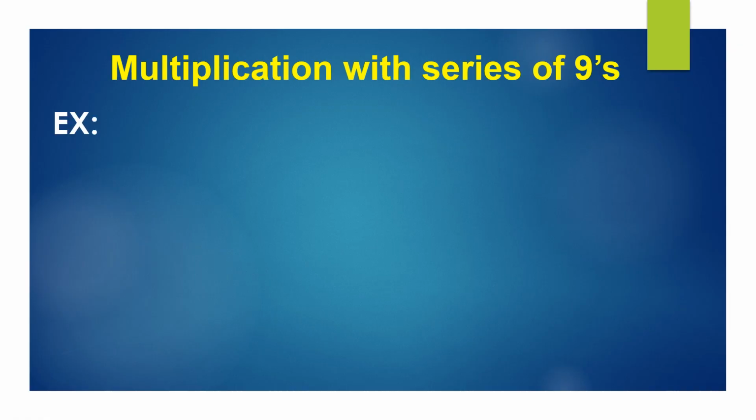Let's see an example. 324 into 99. You can observe here 99 is a 2-digit number and 324 is a 3-digit number. So in this video, we are going to see multiplication with a number which is greater than 99, greater than the series of 9, it means.